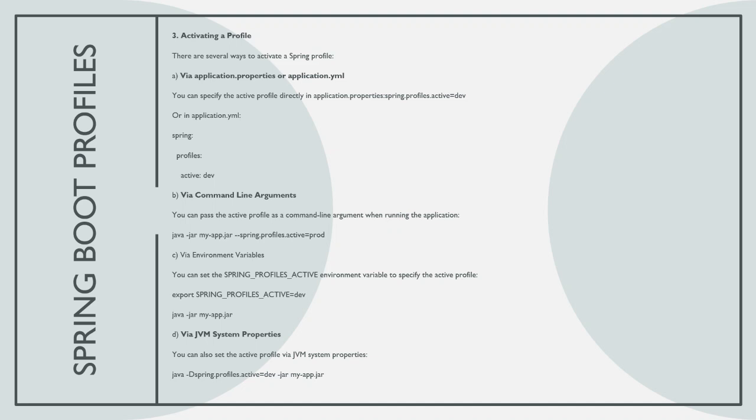Now, how do we activate that particular profile? There are several ways to activate it. One way is by using application.properties or YAML. You can specify the active profile directly in application.properties: spring.profiles.active=dev, or in YML you have a hierarchy of spring, profiles, active, and then dev.